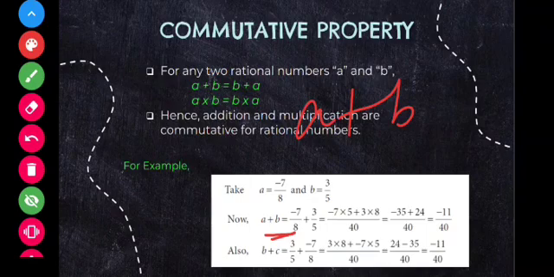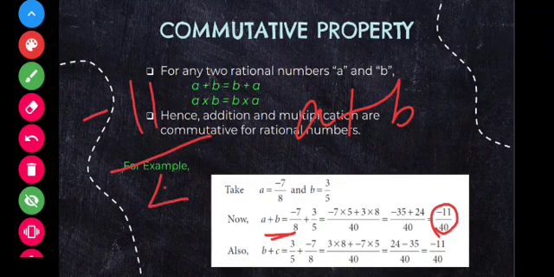You know how to add. You have to make the denominators similar by taking the LCM. The LCM of 8 and 5 is 40. Hence you have to change the numerators also. Your final answer is minus 11 by 40.